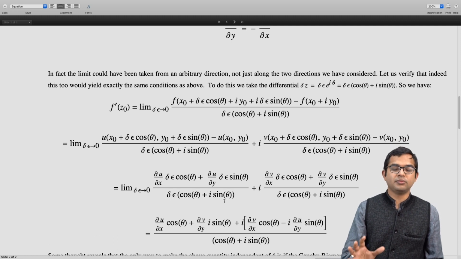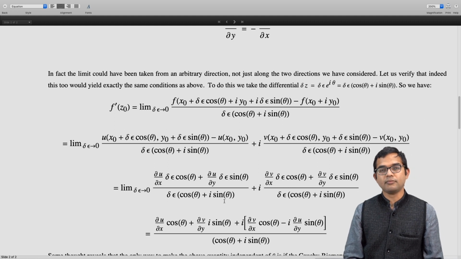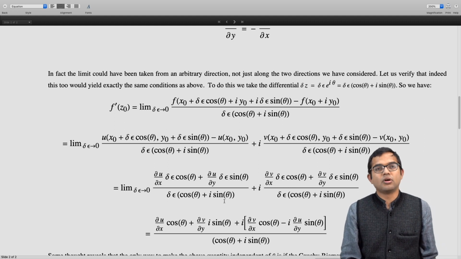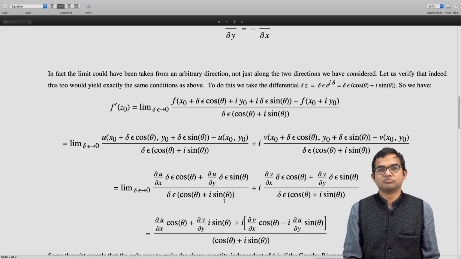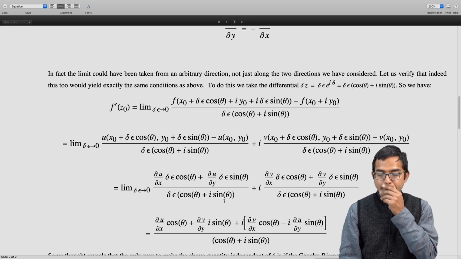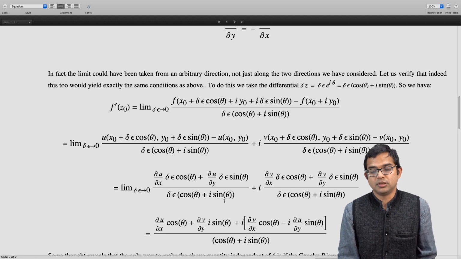Right, so maybe there is a way to argue for this more rigorously, and maybe you can take a derivative with respect to theta and show that the only way this quantity will be independent of theta. Right? This is a function of a single variable theta. So definitely you can argue that if it has to be independent of theta, then its derivative with respect to theta must be 0, right?